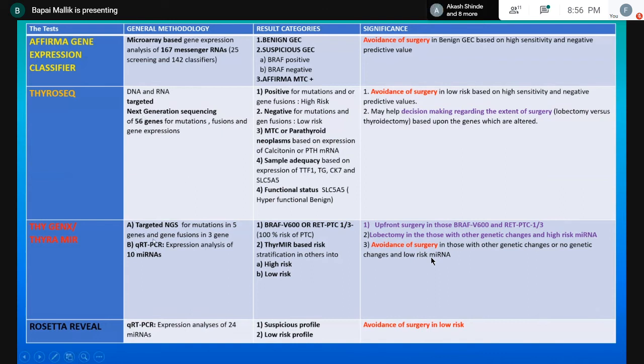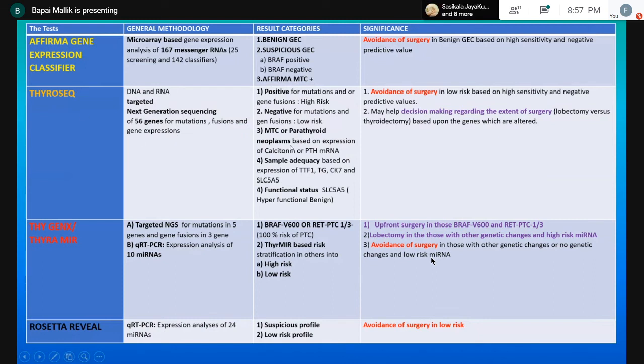But to this, you add a quantitative RT-PCR for expression analysis of 10 miRNAs. So this is associated with microRNAs, and this is a test which is based on quantitative RT-PCR of microRNAs. So what are the result categories? Look at the result categories. Here, it is benign, suspicious, or you can say this is a medullary thyroid carcinoma. If it is benign, you can avoid surgery. So this is what you are looking for. You are just looking for which are the cases which are benign. You can tell the patient, okay, you can relax now. There will be no surgery necessary at this moment.